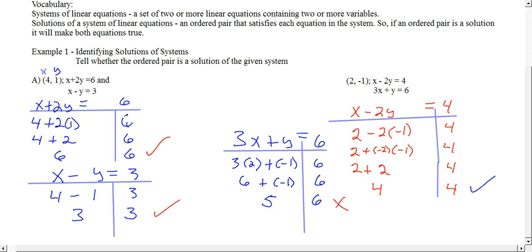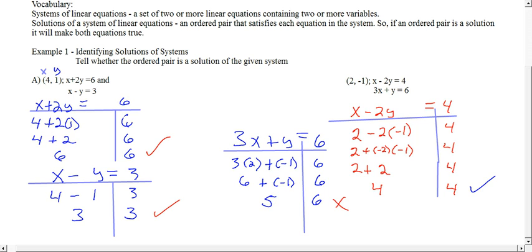Okay, so that does it for identifying a solution to a system. Hopefully you can take a look at some of the problems in the textbook and easily work this. If not, then just come on back to the video and take a look until you pretty much get it.